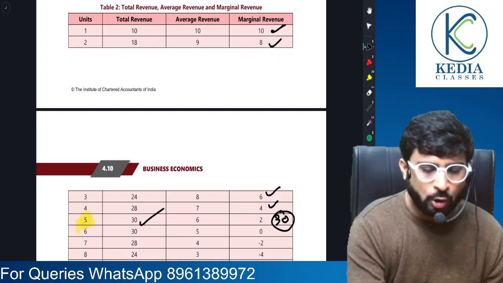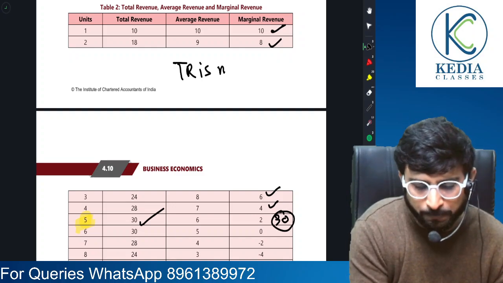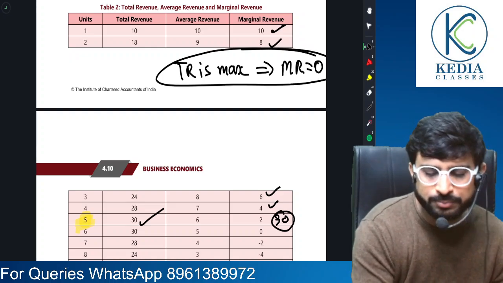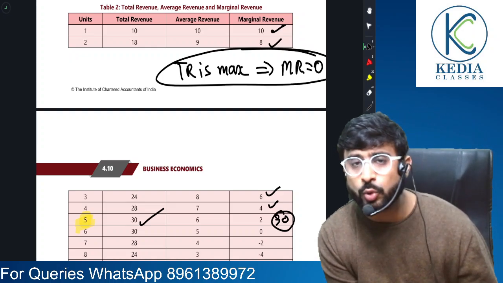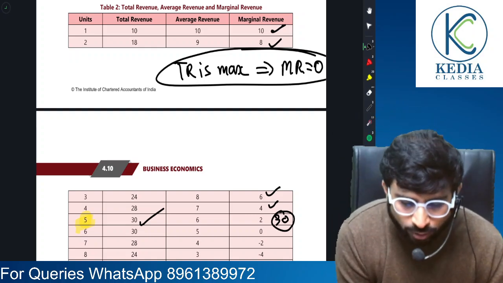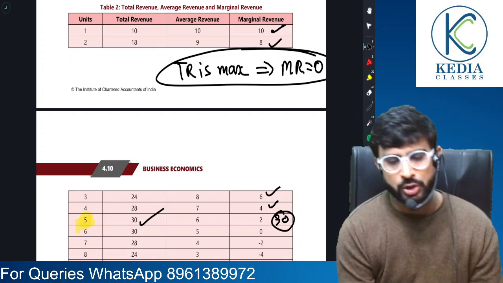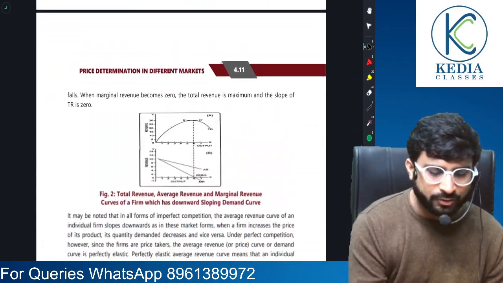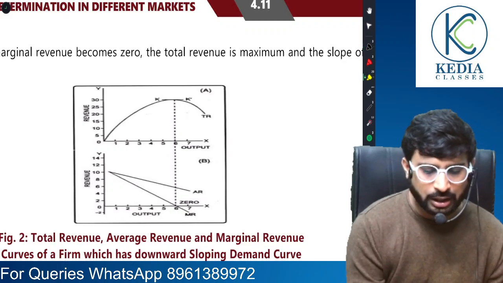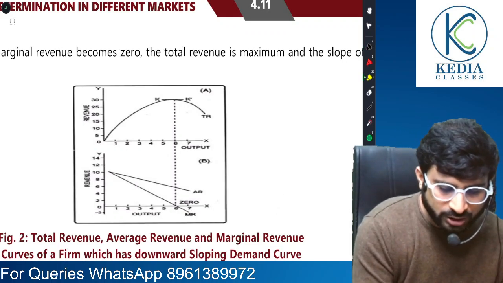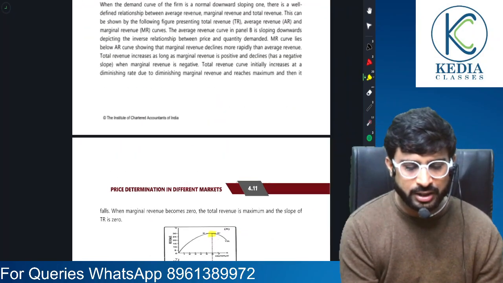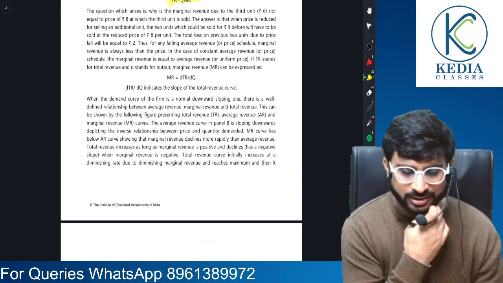Remember one thing, whenever total revenue is maximum, marginal revenue will be zero. A very important MCQ question. Whenever total revenue is maximum, marginal revenue equals zero. In fact, there is a graph which the institute has rightly shown. Here is the graph. See, when TR is maximum, MR is touching the axis.